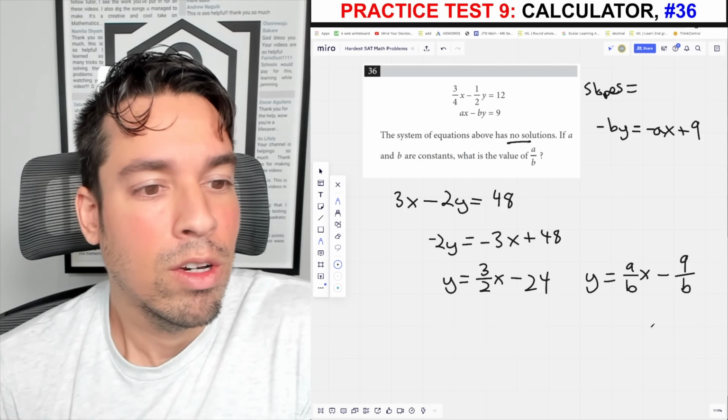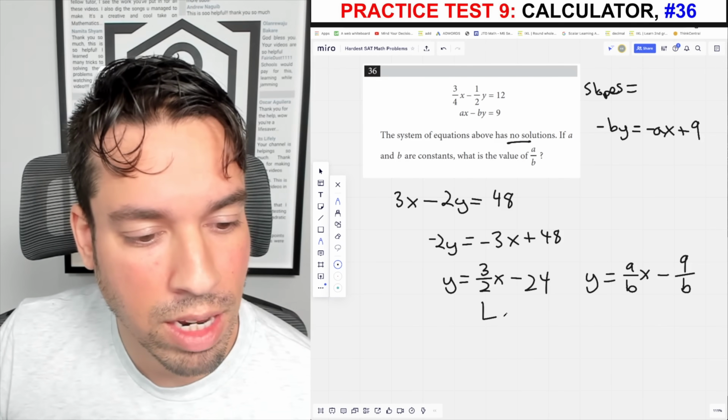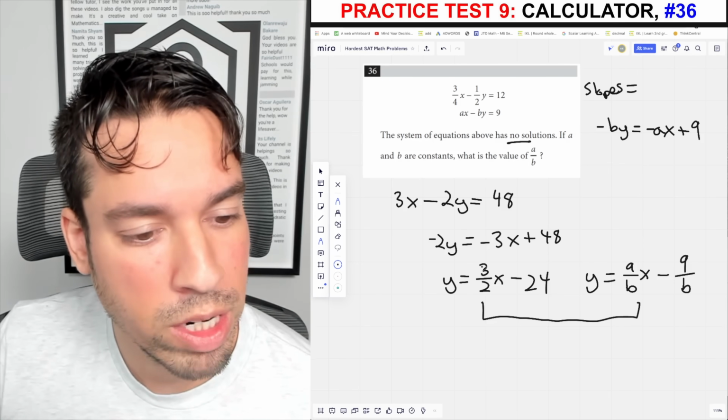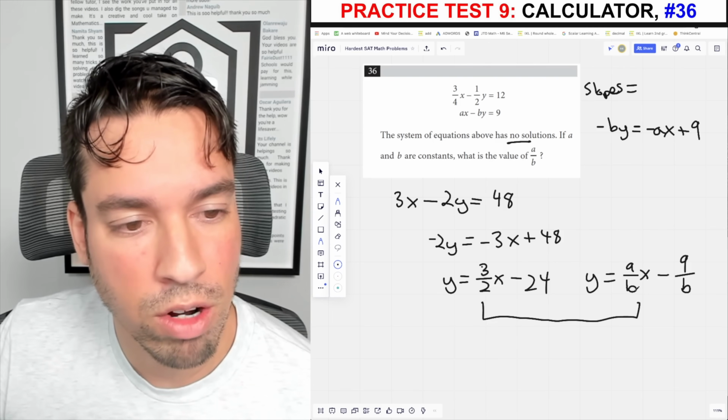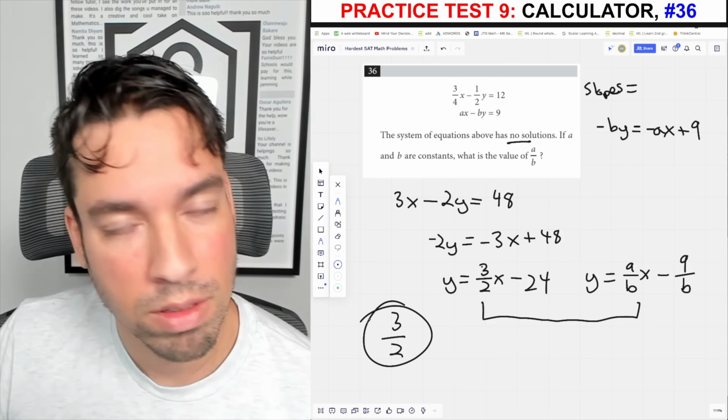All right. So if I'm saying that for no solution, these two have to be parallel, they have to have the same slope. Well, now they're in slope-intercept form. It's pretty straightforward. If 3 over 2 is the slope here, and this is a slope of a over b, then a over b is 3/2, and we're done.